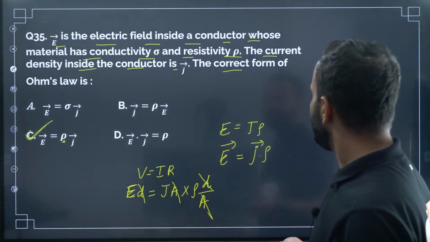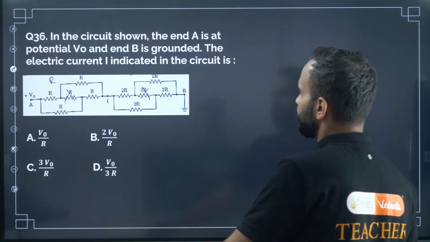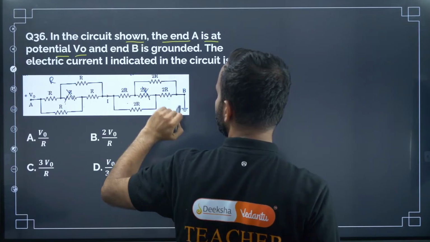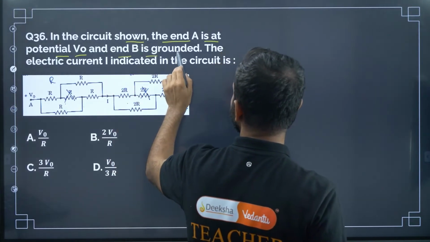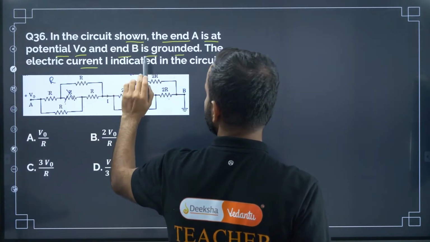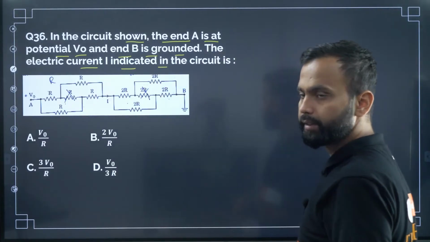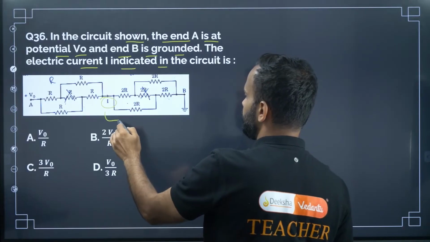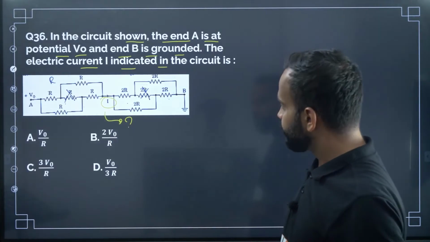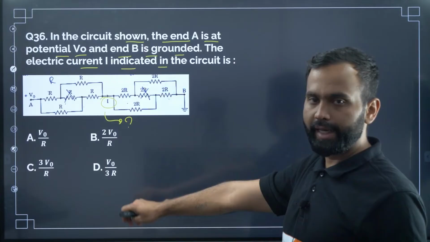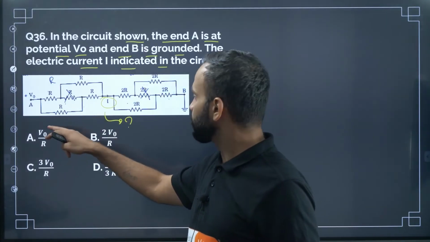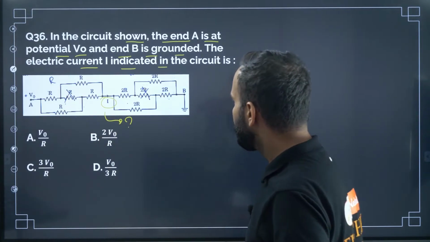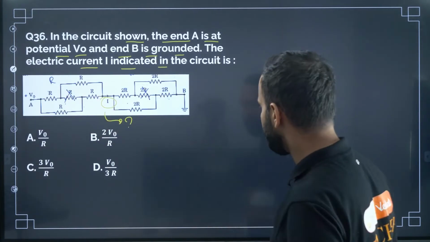Yeah. Next question, question number 36. In the circuit shown, the end A is at potential V0 and end B is grounded. The electric current indicated in the circuit is, okay, we need to find electric current here, this one. Okay, so now carefully look at the circuit diagram here. So this is Wheatstone bridge, right? These two are Wheatstone bridges connected in series, right? Two Wheatstone bridges connected in series.